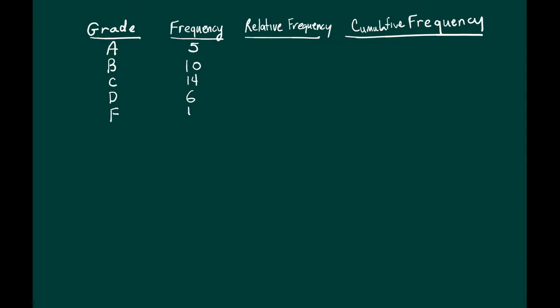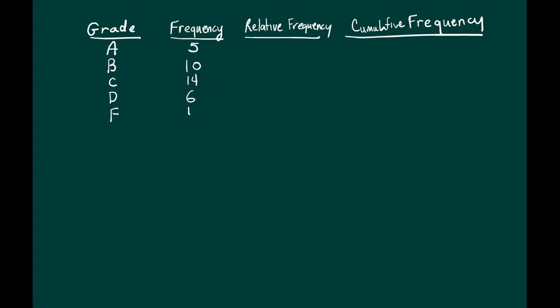Okay, so let's say we have a class with these frequencies of grades. In other words, we have 5 people who made an A, 10 made a B, 14 made a C, 6 made a D, and 1 person, I always put one in there, made an F. And we want to distinguish between frequency, which is just the count, and then relative frequency and cumulative frequency.